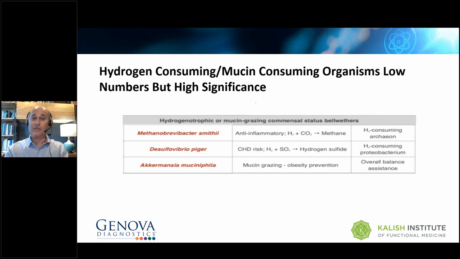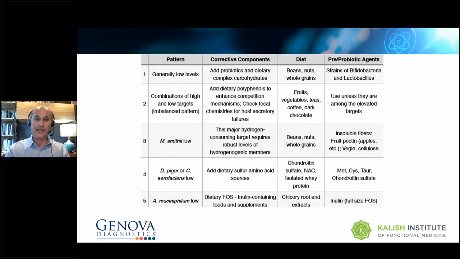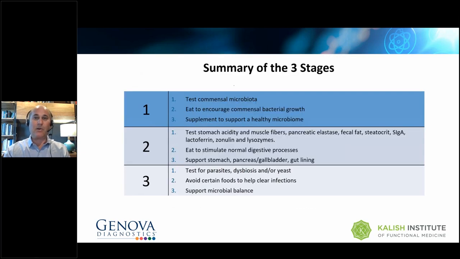These are the hydrogen consuming bacteria. And then here's a list again. You can snap a picture of this if you want real quick, about combinations of bacteria and then potential treatments diet-wise. And then prebiotic and probiotic agents, depending on which organisms are high or low. Okay, so that's like a little cheat sheet there. But I want to summarize the three stages here and then look at some labs.